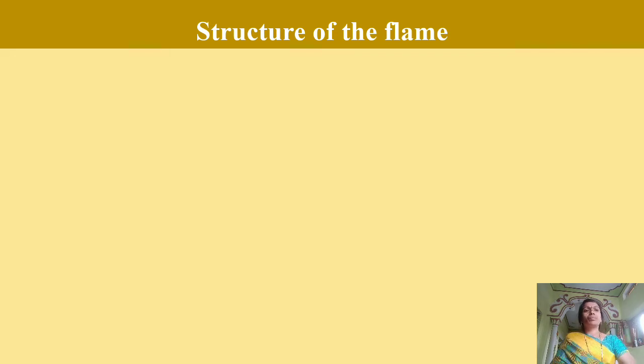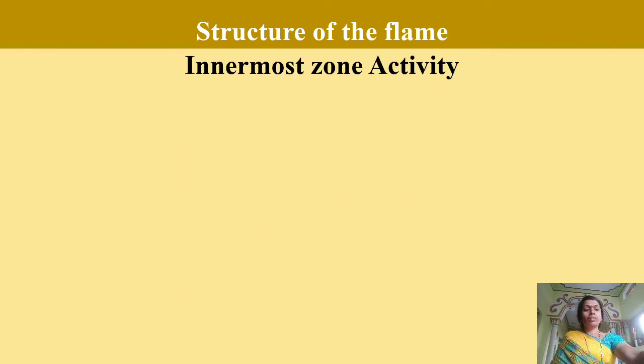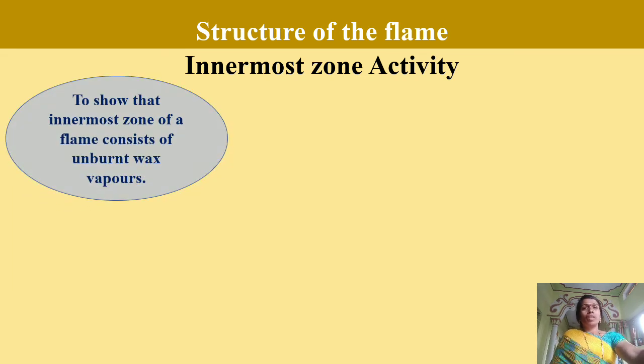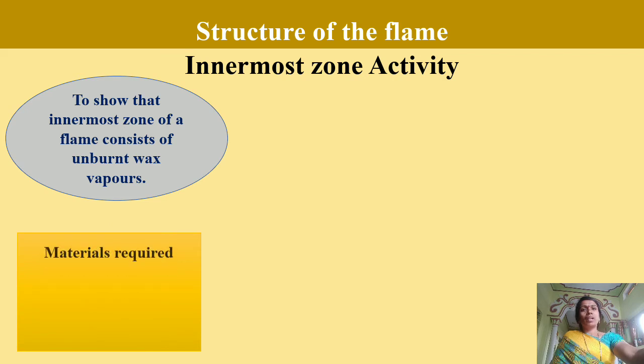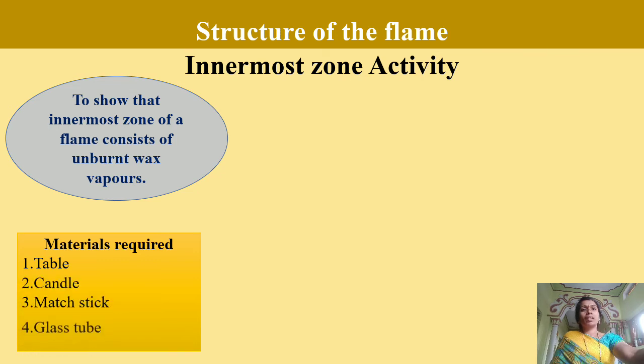Now, I am going to explain with the help of an activity. First, I am going to explain the innermost zone activity, to show that the innermost zone of a flame consists of unburned wax vapor. For this activity, the materials required are a table, candle, matchstick, glass tube and tongs.